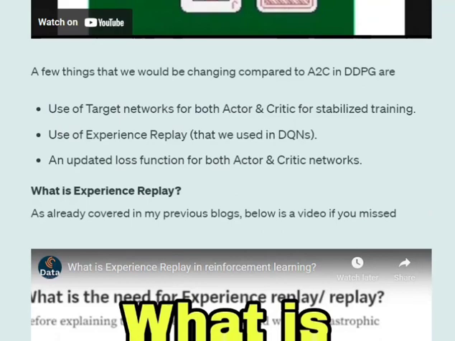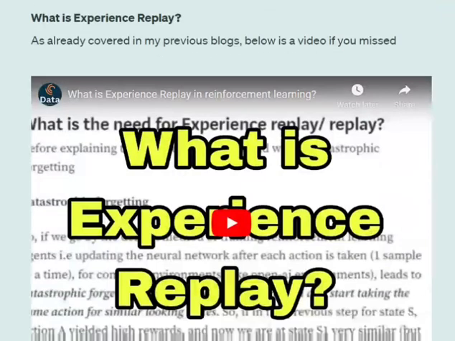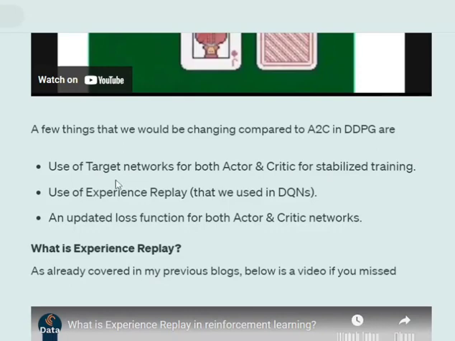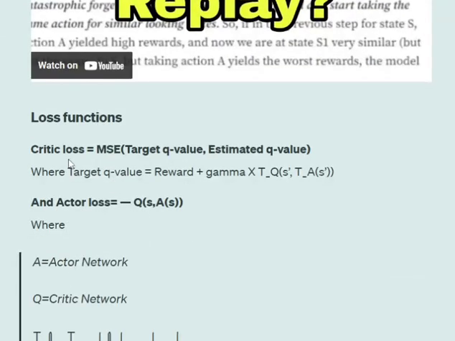So what is experience replay? I've already covered that in my previous video when I was explaining DQNs, so you can check that out. The advantage actor-critic method doesn't use an experience replay, but in case of DDPG, we would be using an experience replay. Second is the loss function. This is quite critical. The loss function has been updated.